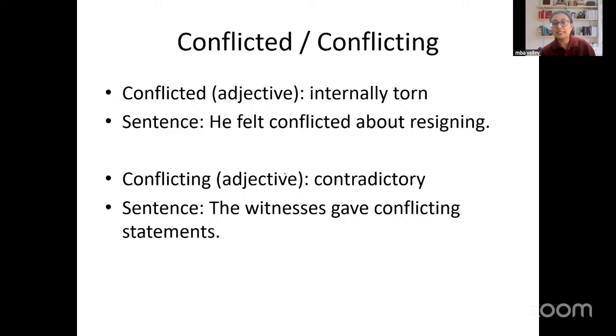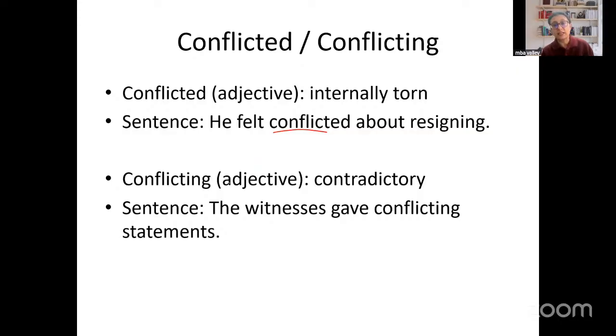Then comes conflicted and conflicting. Now, understand. The words conflicted and conflicting both are adjectives. One is a past participle, the other a present participle, but the meanings of both are completely different. When we use the word conflicted, we mean a person is internally torn, right? In your head or in your soul, you are internally torn. What to choose, which one to reject, what to keep, or there is a dilemma. So, he is conflicted about resigning.